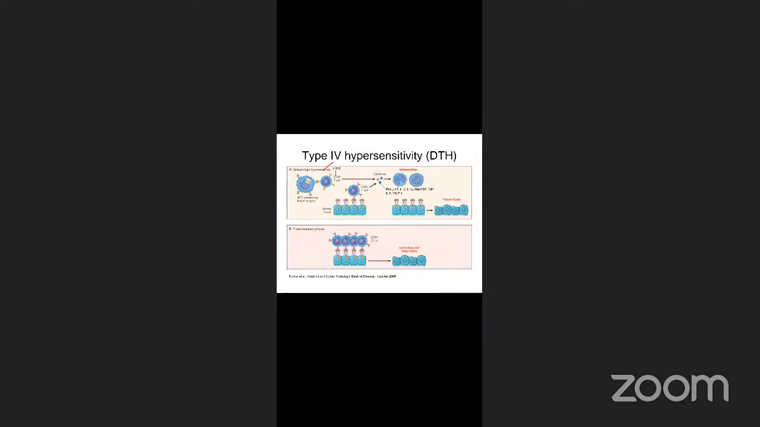This fourth type of reaction is also known as cell-mediated hypersensitivity, involving the sensitized TH cell. This hypersensitivity reaction takes place in two phases. One is the sensitization phase, and the other is the effector phase.